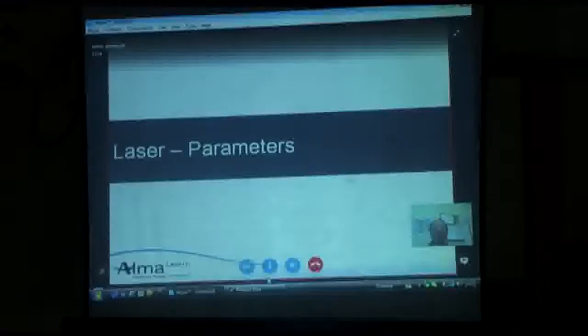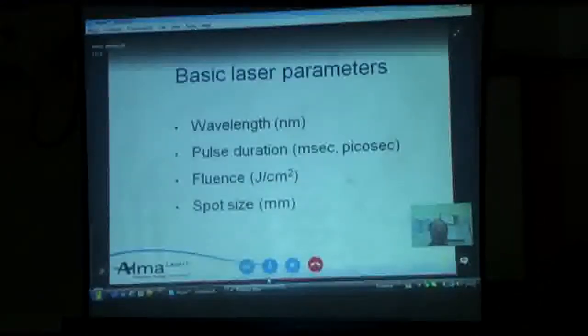What are the parameters of lasers we typically see? Those are the basic laser parameters, such as wavelength expressed in nanometer, pulse duration expressed in milliseconds or picoseconds or femtoseconds, the fluence, which is expressed in joules per centimeter square, and spot size, which is in millimeter. Energy is measured in joules, and the amount of energy delivered per unit area is fluence, expressed in joules per centimeter square. The rate of energy delivered is called power, measured in watts. 1 watt, for example, is 1 joule per second.